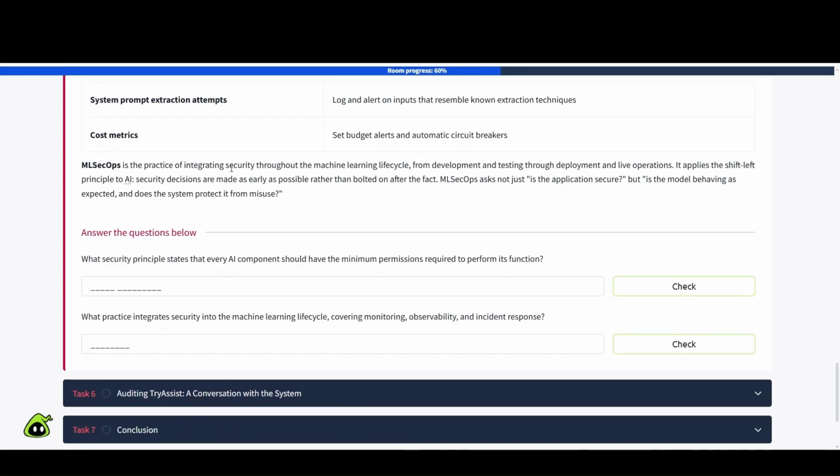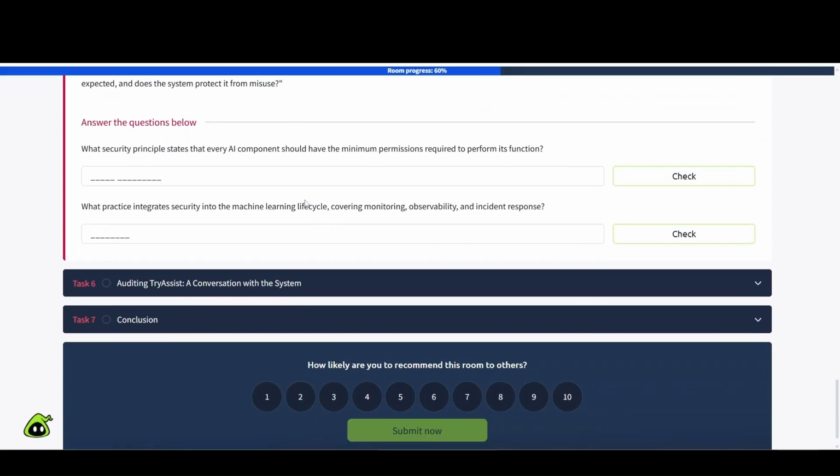ML-SecOps is the practice of integrating security throughout the machine learning lifecycle. From development and testing through deployment and live operations, it applies the shift left principle, as I said. So it applies the shift left principle to AI. Security decisions are made as early as possible rather than bolted on after the fact. ML-SecOps asks not just is the application secure, but is the model behaving as expected, and does the system protect it from misuse? All right, so once again, we have some questions here.